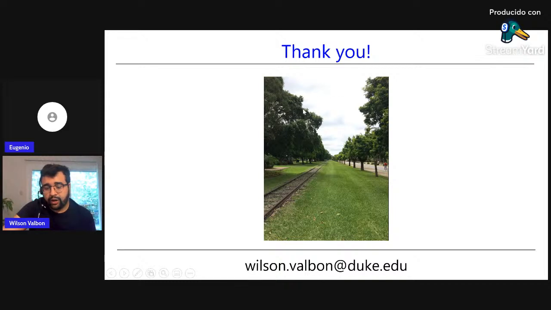So here's a picture of UFV. Every single day I cross this grass here in UFV. This is close to the new biology department, I think. Eugenio's laboratory is very close to this area here. This was my everyday view going to the lab. Thank you guys so much.